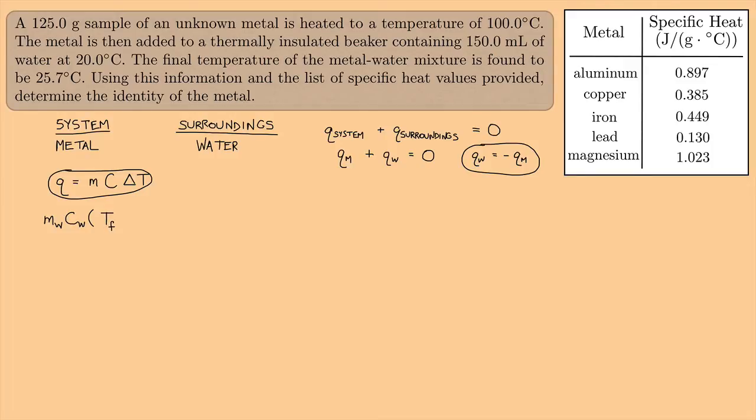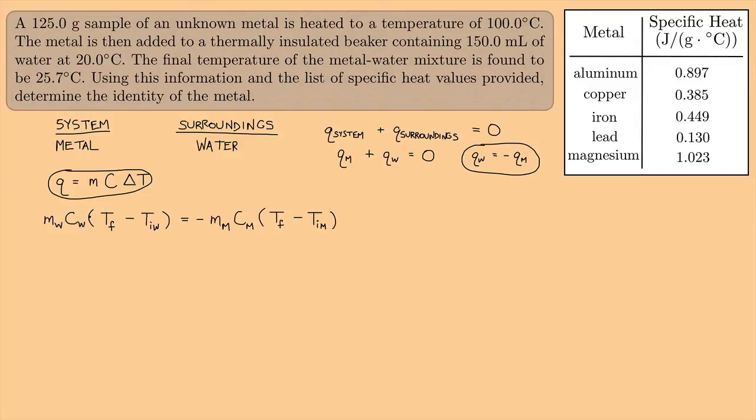Remember, delta T, change in temperature, is always final temperature minus initial. The water has a different initial temperature than the metal. So let's call this initial with a little W for water. And that's going to equal the negative of the mass of the metal times the specific heat of the metal times the final temperature minus the initial temperature. Again, the final temperature is the same, but for the initial temperature, I need a little subscript M for the metal.